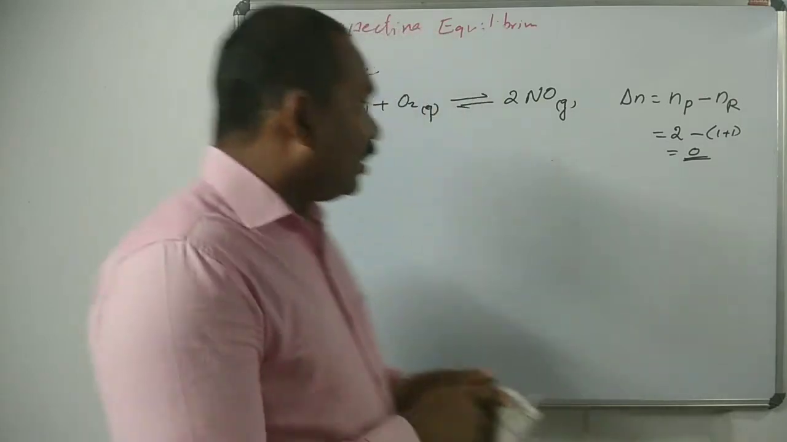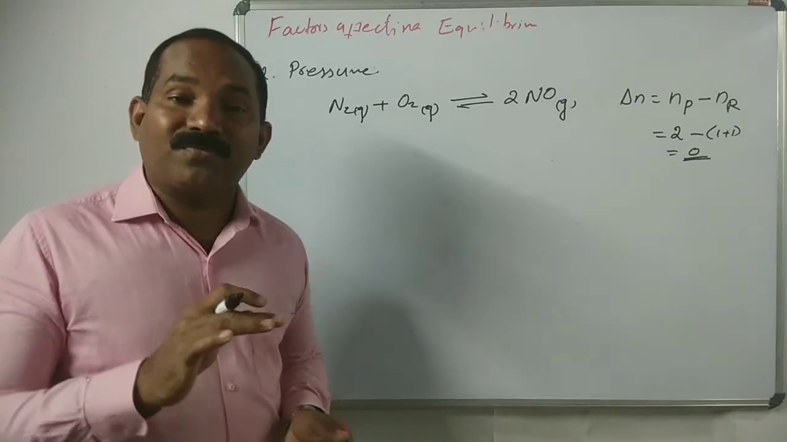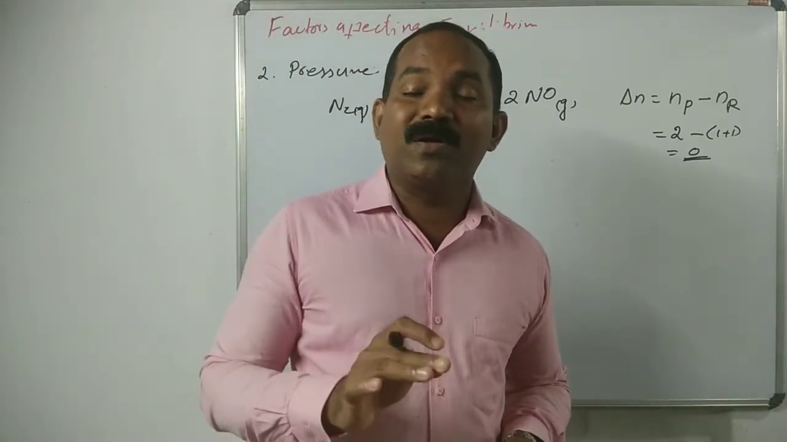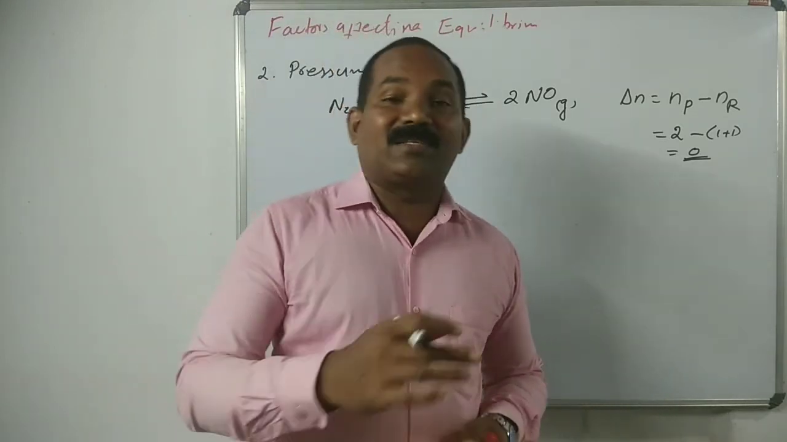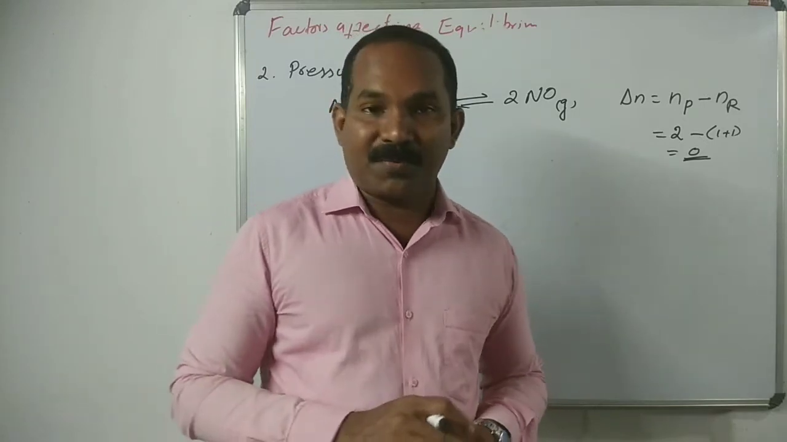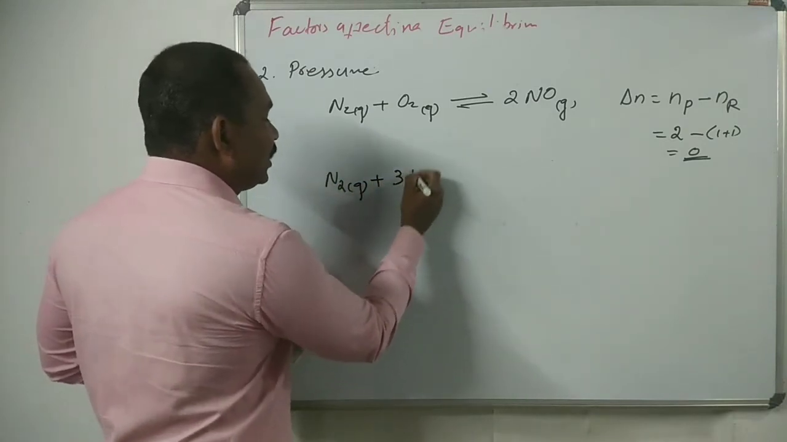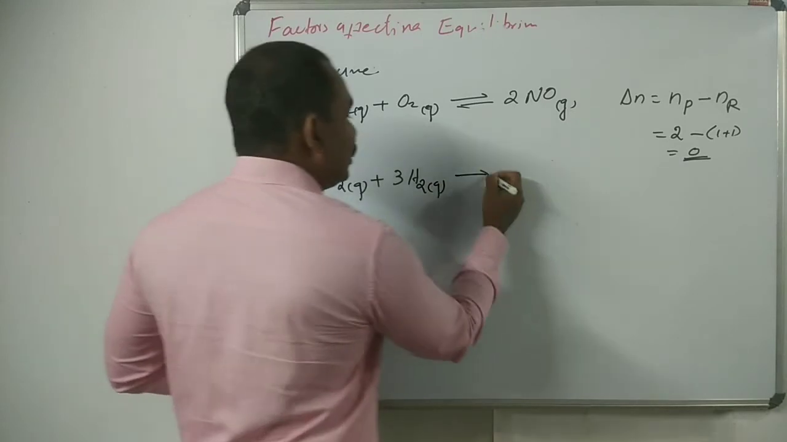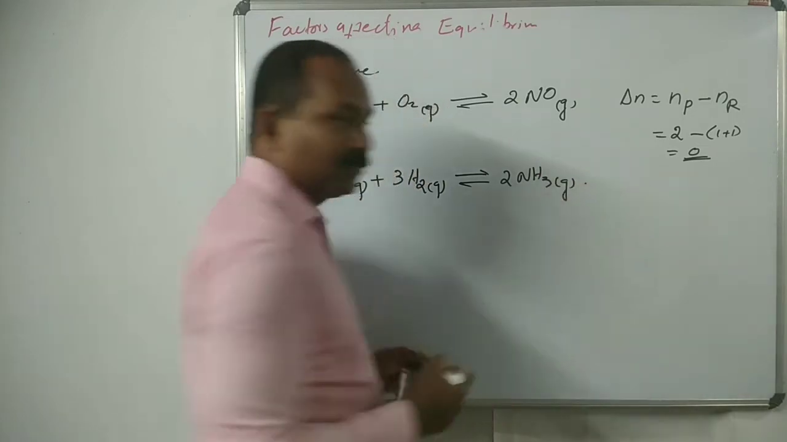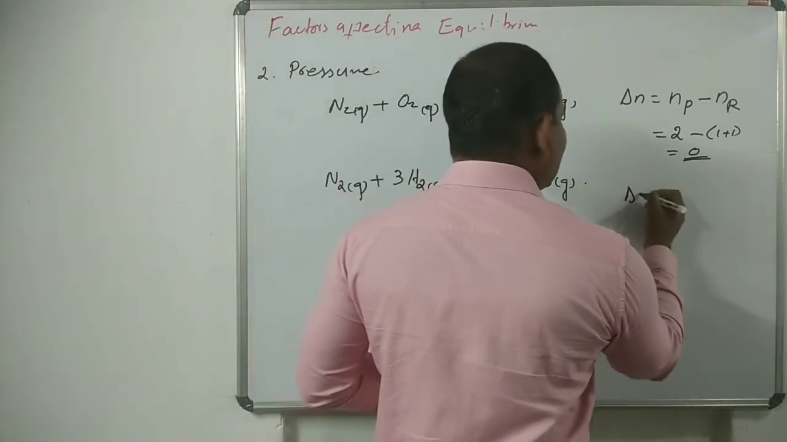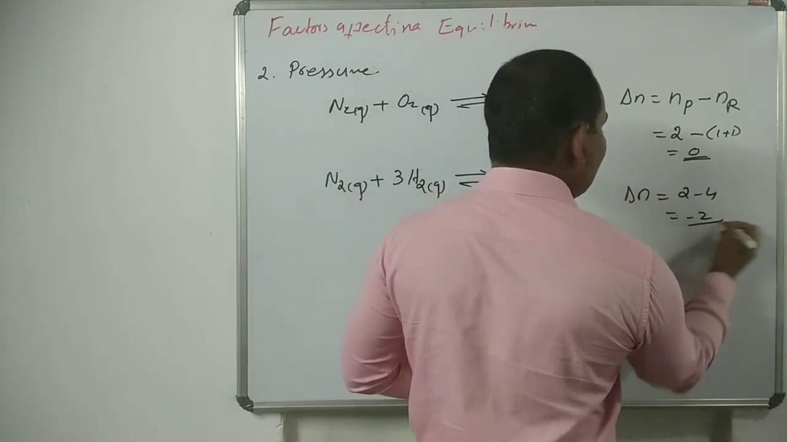But if reactions are taking place where the number of moles of reactants and the number of moles of products are different, pressure has an effect, or pressure changes the equilibrium. For example, N2 gas plus 3H2 gas in equilibrium with 2NH3 gas. What is delta N? Delta N is equal to 2 minus 4, that is minus 2.